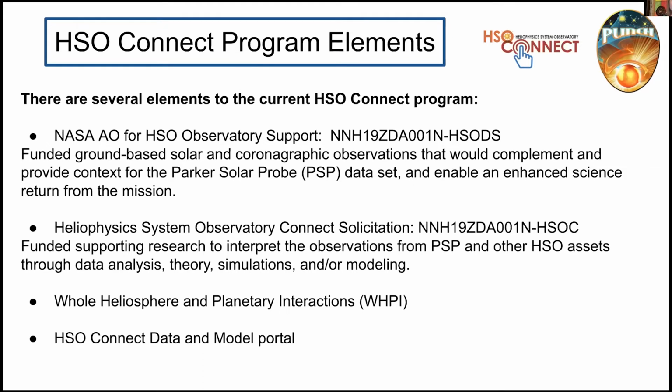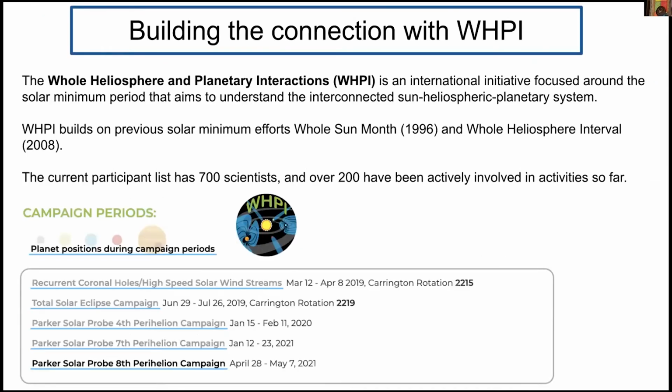Another aspect of the HSO Connect program is the whole heliosphere and planetary interactions campaigns, and the associated data and modeling HSO Connect data and model portal, which is kind of an Amazon.com-type database for people to be able to find activities and resources. WHPI, or the Whole Heliosphere and Planetary Interactions program, is an international initiative working on understanding the solar minimum period to understand the interconnected sun, heliospheric, planetary system.